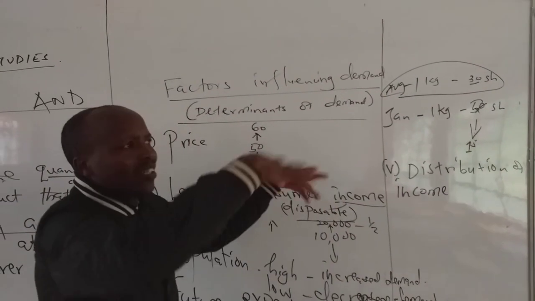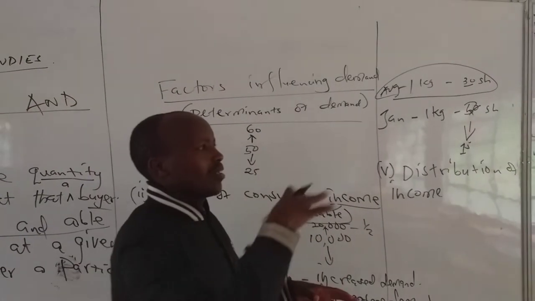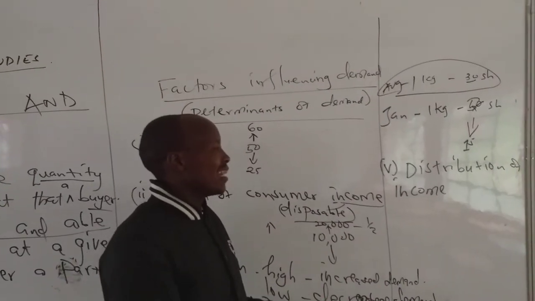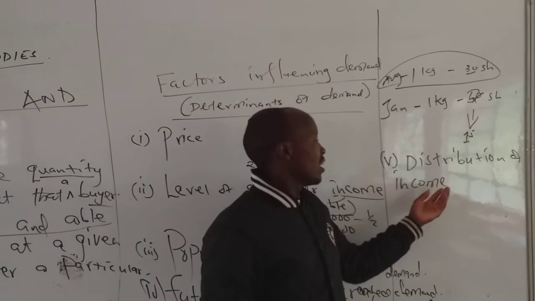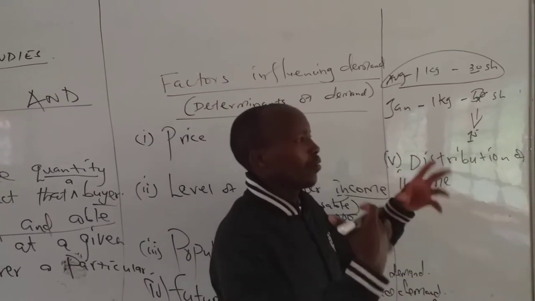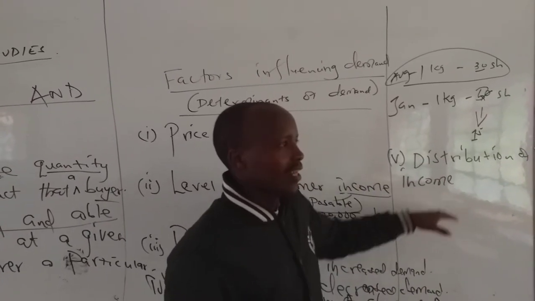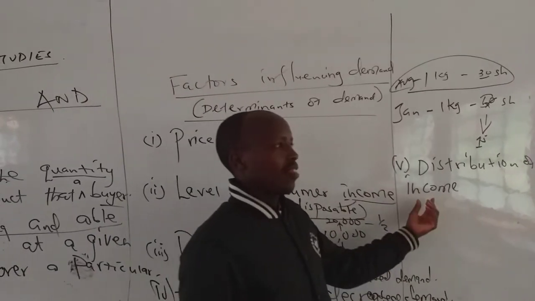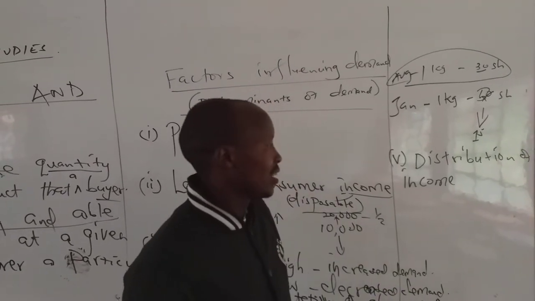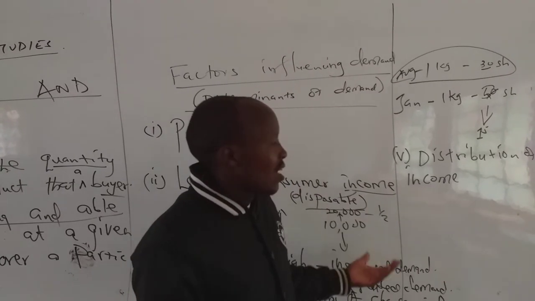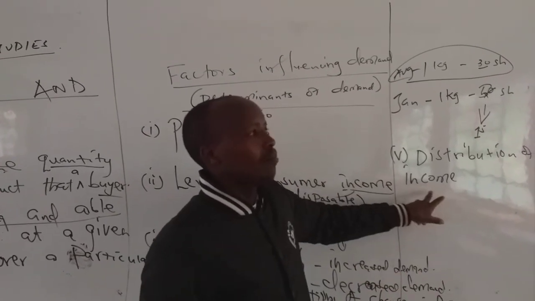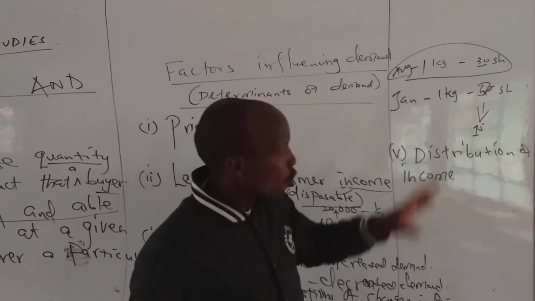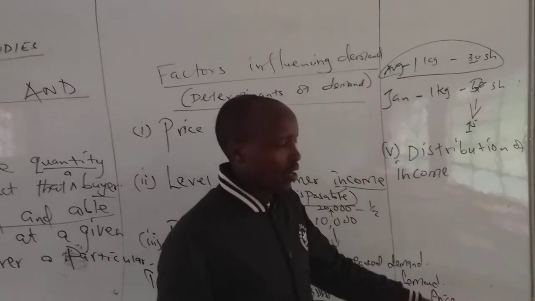Point number five, distribution of incomes. To distribute, you mean, does everybody have income, or does it cover the geographical area of those receiving incomes, or is this income only in the hands of few individuals? So if income is distributed well, and the majority of the people can access their income, then demand will increase. But if the income is limited to the hands of few individuals, then demand will decrease, because those few individuals will be buying goods for their own. The others might not buy anything because they don't have the income. If income is well distributed, demand will increase; if not, demand will fall.